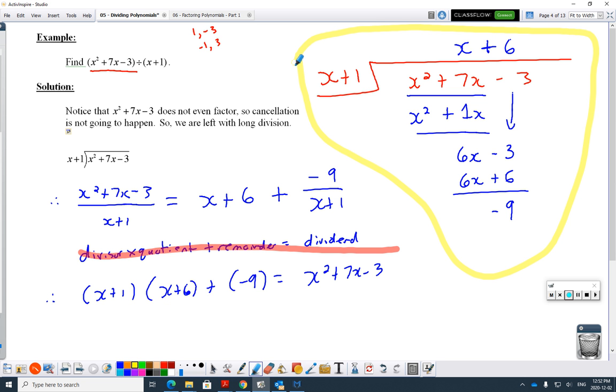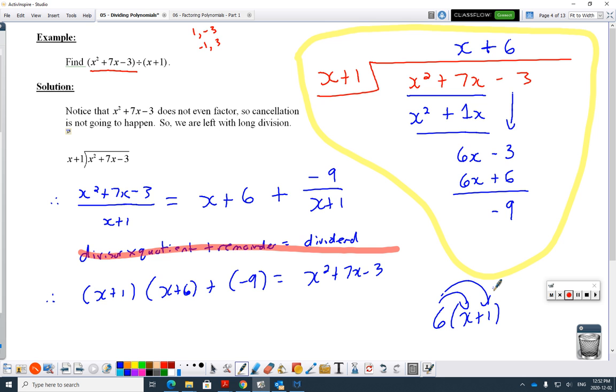Yeah, there's a distribution thing going on here. It's almost like you're thinking 6 times x plus 1, so you've got to multiply by each one. And so the 6 gets multiplied by each piece over there. Great question. Other questions?